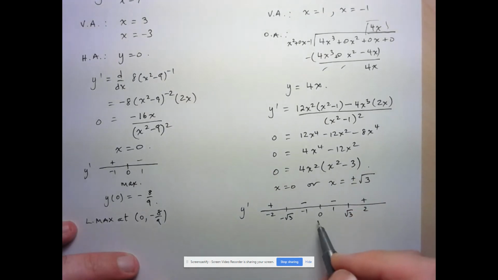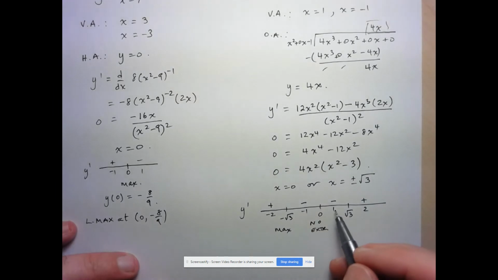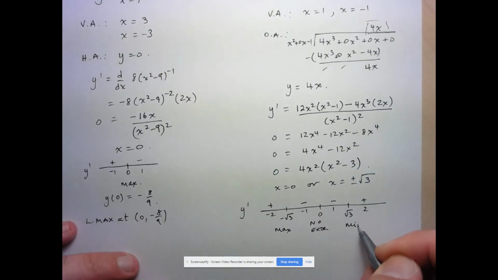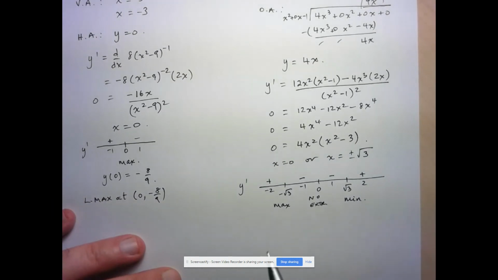So I see here at 0, I do not have a local extrema. So no extrema here. Okay, but at negative root 3 and positive root 3, I do have extrema. So here, since I'm going from positive to negative, this is going to be a max. And since here I'm going from negative to positive, this is going to be a min. All right, so we just have to determine our y values here.